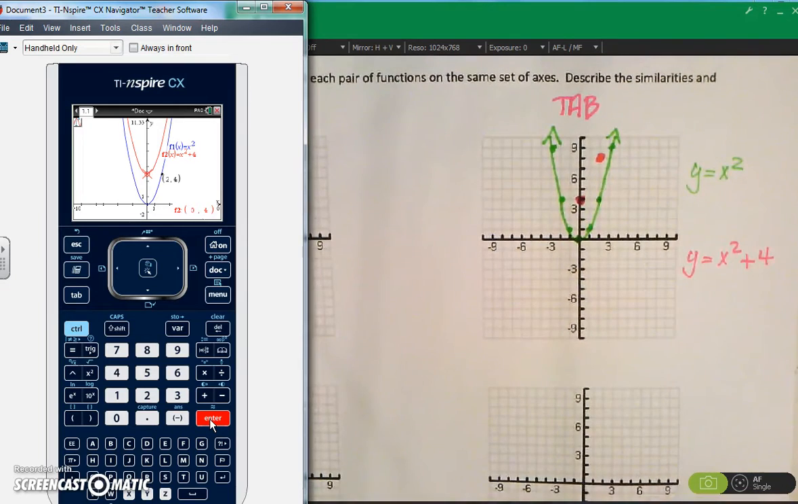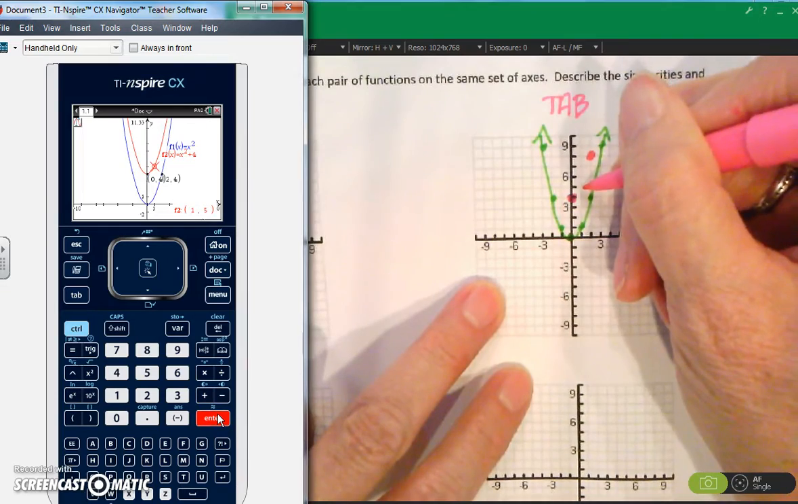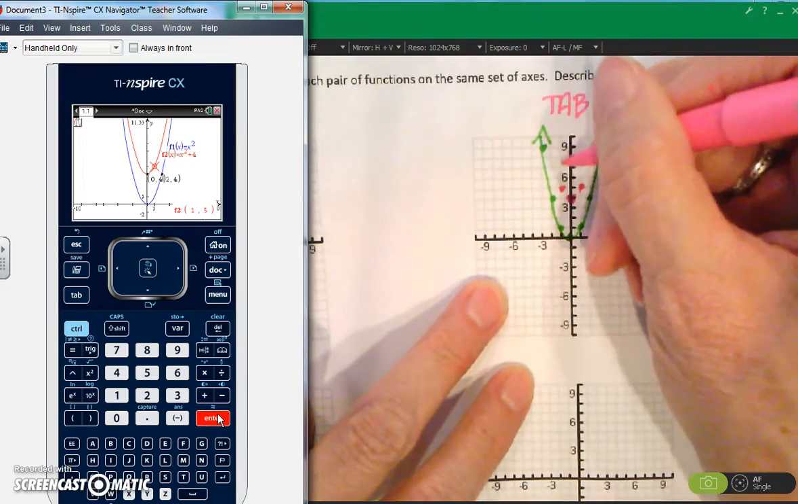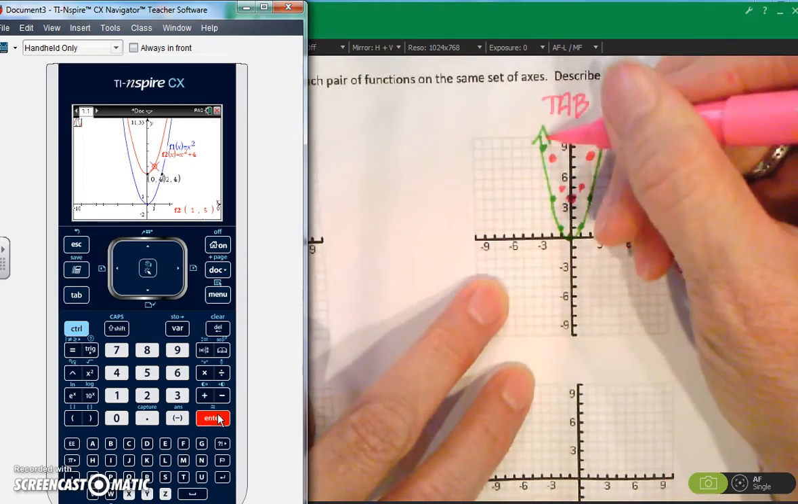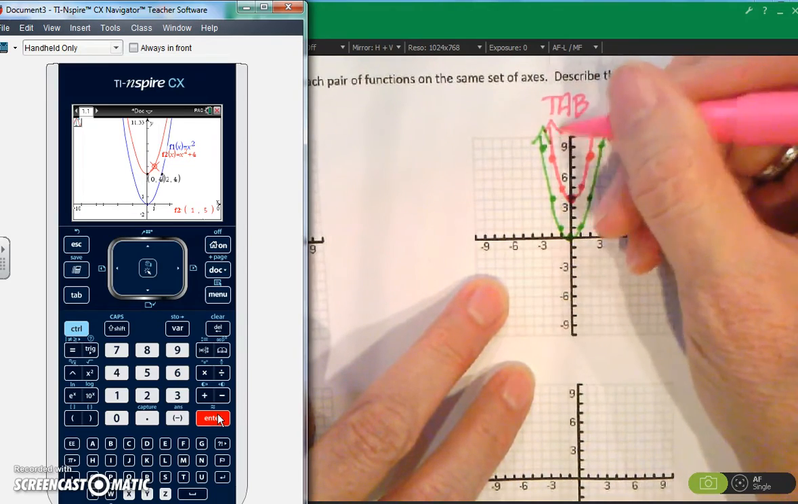I'm also interested in what happens at 1. So 1 and enter it, and I find out that I have 1 and 5, which I'm going to put here. And we can continue. We'd see I had negative 1 and 5 and negative 2 and 8 as well. So we could sketch that graph in right here.